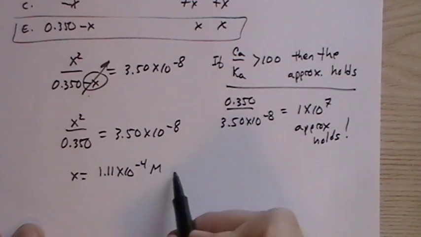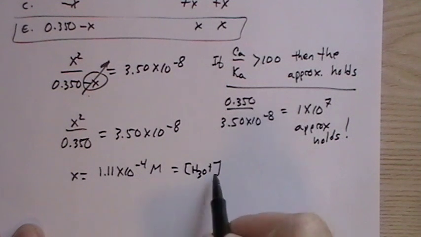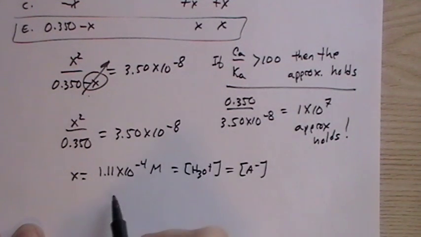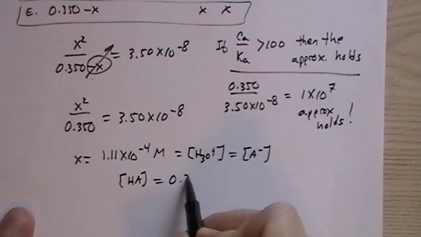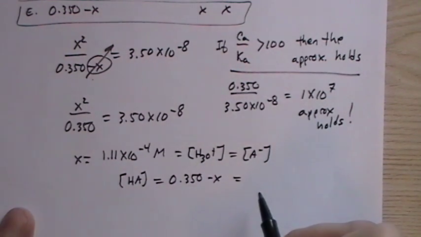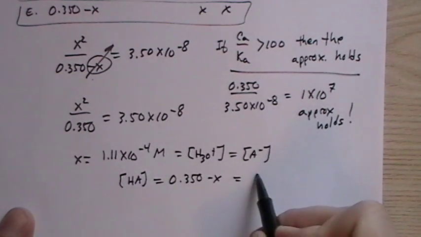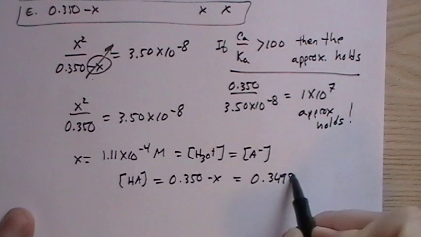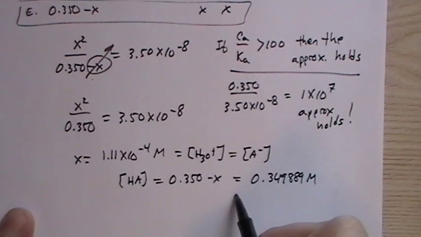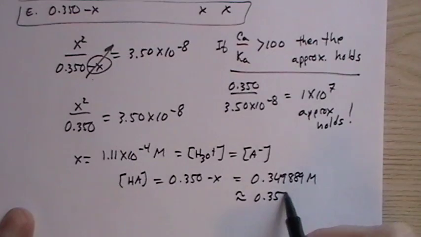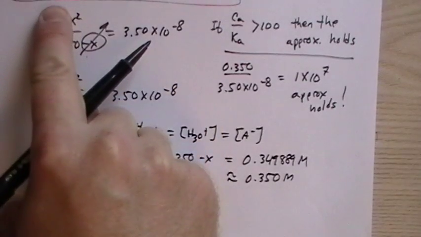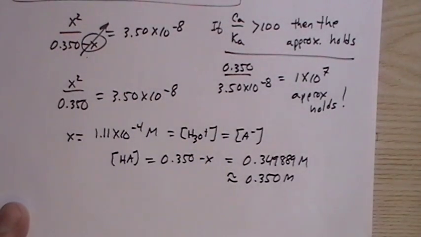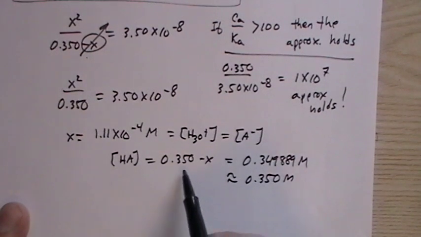Now we have this X, so this is the concentration of H3O plus, and it's also the concentration of A minus. They wanted all the equilibrium concentrations, so HA at equilibrium is going to be 0.35 minus X, so what does it come out to be? Oh, yeah, since X is so small, this comes out to be 0.349889. I'm just writing it out so you can see, and then it's going to round back to 0.350 mole. So X was so small that even though some of the acid had to dissociate to create the H3O plus and A minus, it's not noticeable.